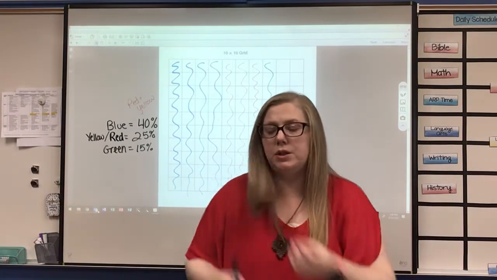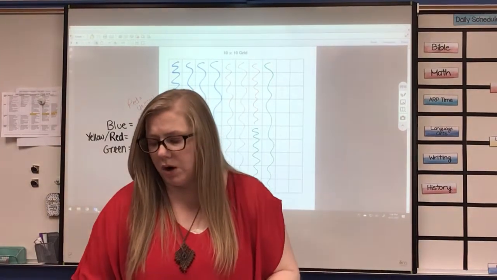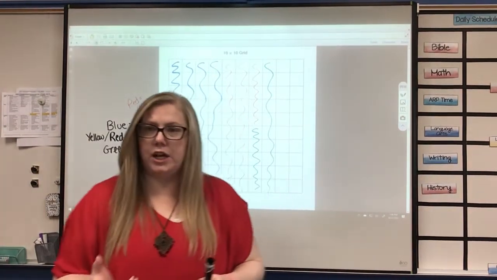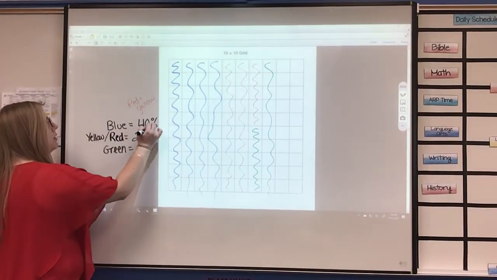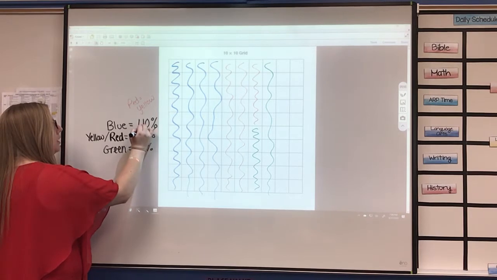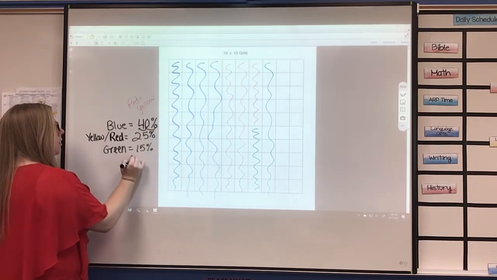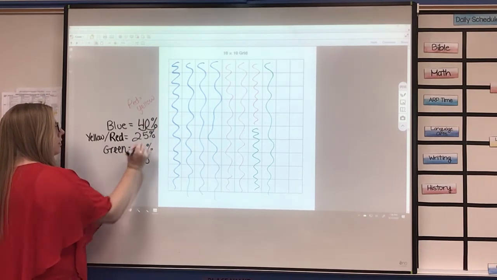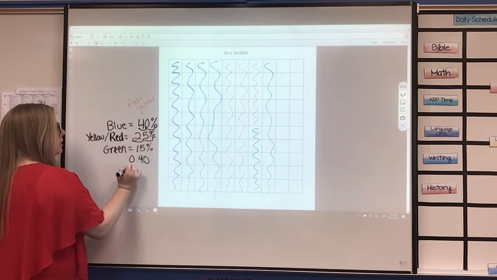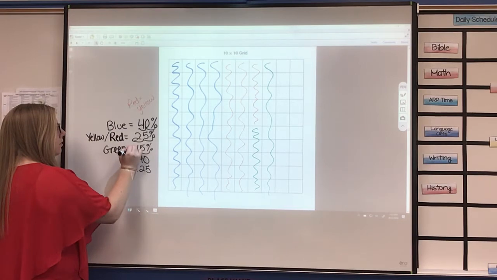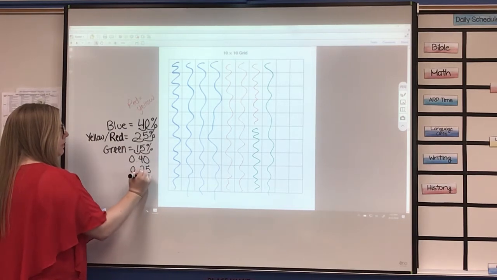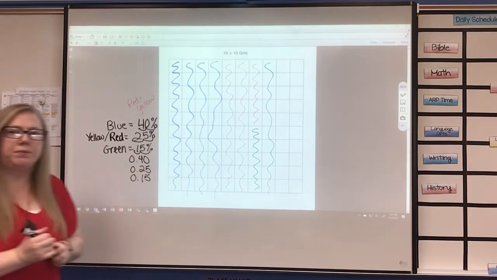Now I need to do the same thing for decimals. So how do I change a percent to a decimal? I move the percent twice. So I say 1, 2. So now this is 0.40, 0.25, 0.15.